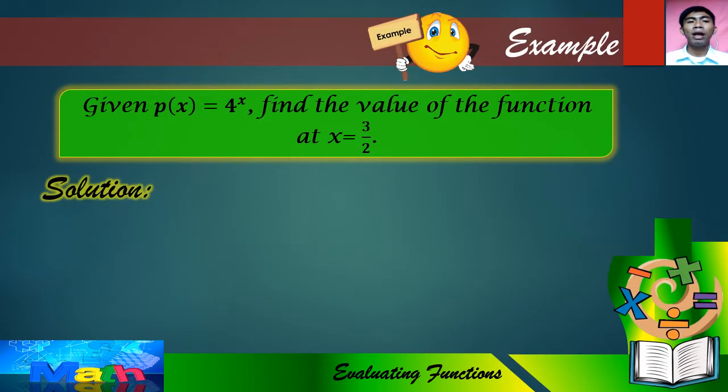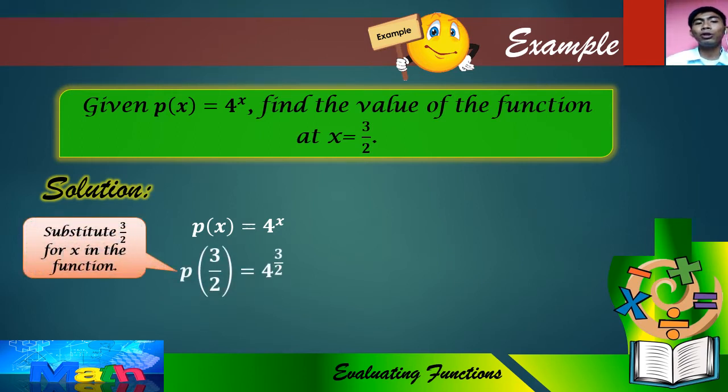Next example, given the function p of x equals 4 raised to x, find the value of the function at x equals 3 halves. First is copy the given function p of x equals 4 raised to x. Next, substitute 3 halves for x in the function. We have p of 3 halves equals 4 raised to 3 over 2. And 4 raised to 3 over 2 is actually the square root of 4 cubed.